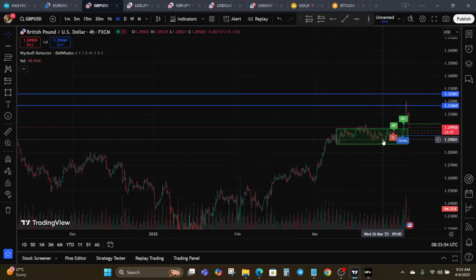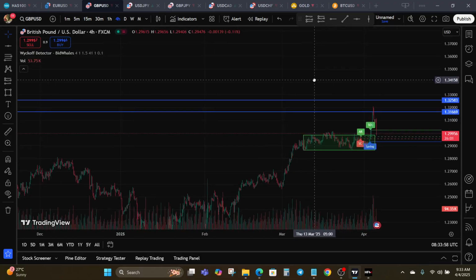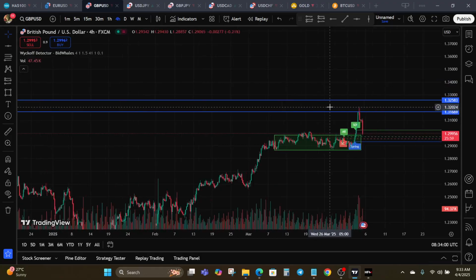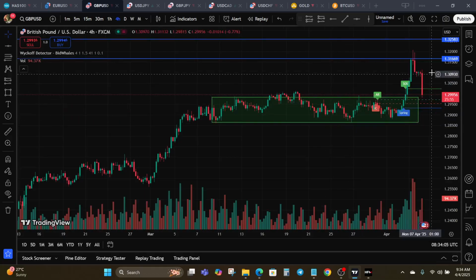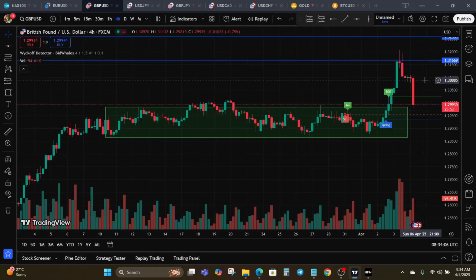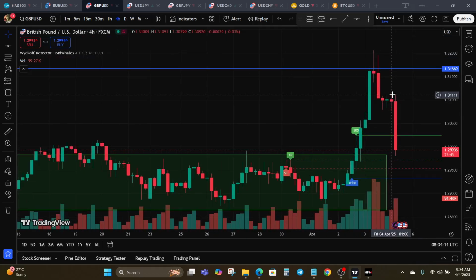Make sure that you always confirm your trades with volumes. Then the markdown phase is where the trend reverses and price starts falling rapidly. Most retail traders get caught off guard here. So that's why you have to exercise caution.